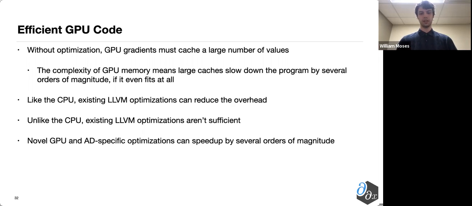Much like we saw earlier for the comparison with reference, running those pre-processing LLVM optimizations can reduce that overhead. But for the GPU case, unlike the CPU case, those existing optimizations aren't sufficient. So what we did is we introduced novel GPU-specific and AD-specific optimizations that can end up speeding up the code by several orders of magnitude.